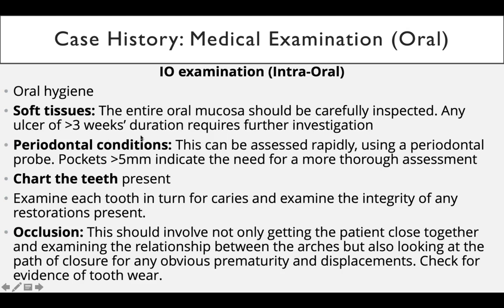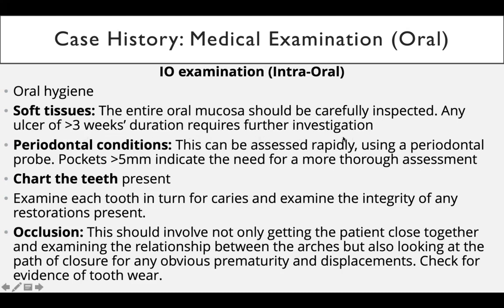Any ulcer of more than 3 weeks duration requires further investigation because it's not healing. Some aphthous ulcers are formed. Sometimes idiopathic ulcers known as aphthous ulcers are found in our oral cavity. Those aphthous ulcers should heal in 1 or 2 weeks, but if they are not going away and are more than 3 weeks duration, they need investigation.